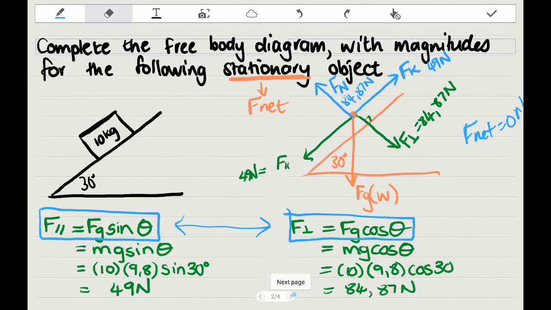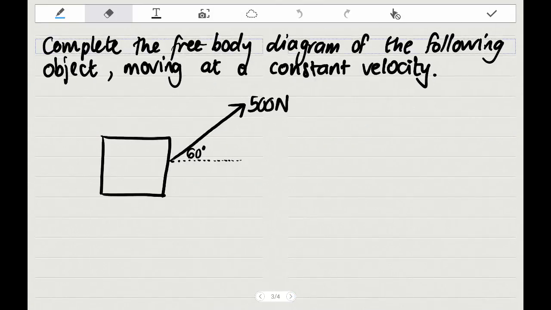Okay, so let us move on to the next example. Once again, the question is: complete a free body diagram of the following object moving at a constant velocity. Okay, so again, there are those words, the net force is 0. Now again, we've got an angle here. So how do we draw the free body diagram?